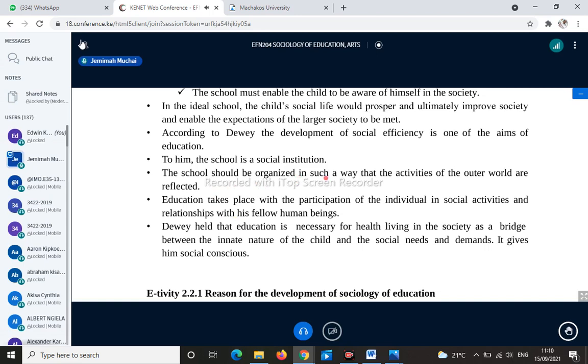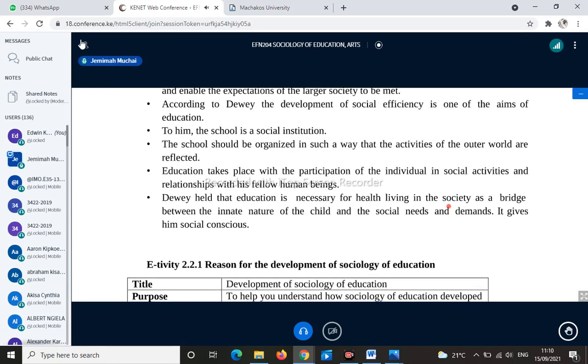The school should be organized in such a way that activities of the outer world are reflected.